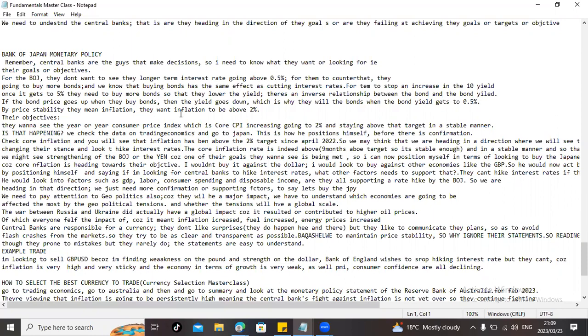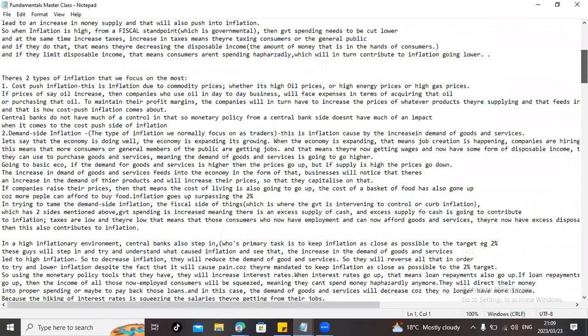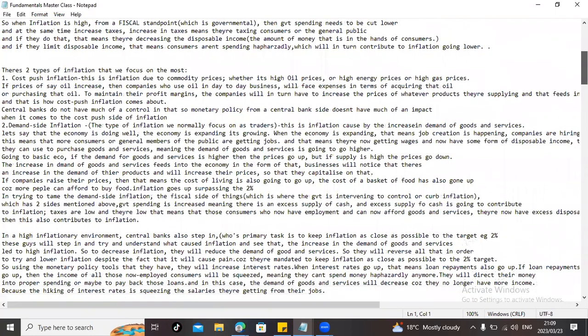Which is why I said in the first masterclass that it is the most important lesson. Because if you understand that, where I break down inflation from the cost push side and demand side and how it contributes, and why they hike interest rates because they're trying to kill demand, why they cut interest rates because they're trying to boost demand by boosting the economy. Once you understand all of that, then everything else, well, in my case, became easy.